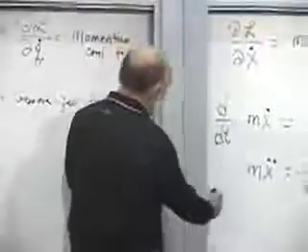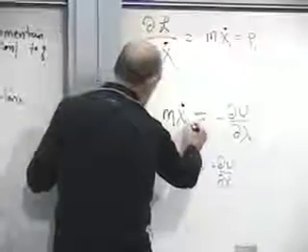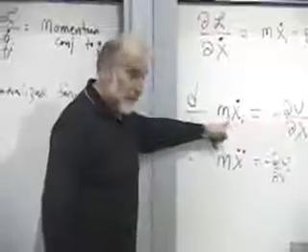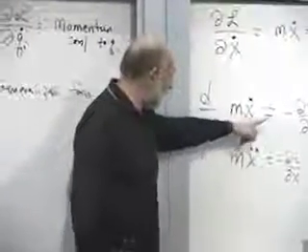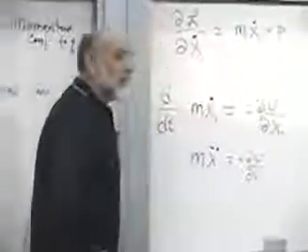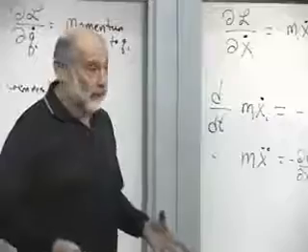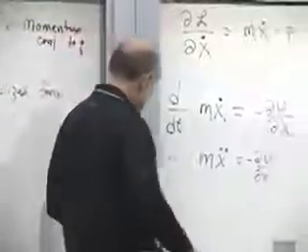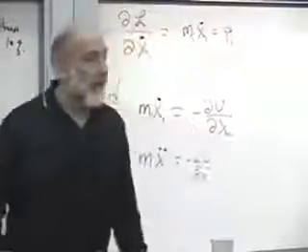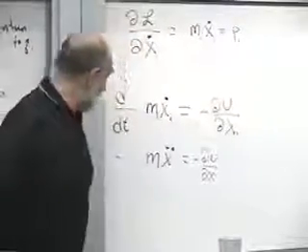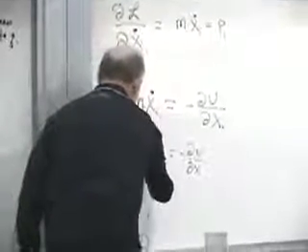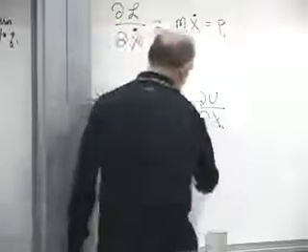Each equation then takes the form of the time derivative of the momentum of a particular direction in a particular particle is equal to the force, the component of the force associated with a particular particle and the particular direction of space. Okay. This again is F equals ma. F equals ma for each particle and each direction of space. So, m sub I x sub I double dot is minus the partial of U with respect to x sub I.